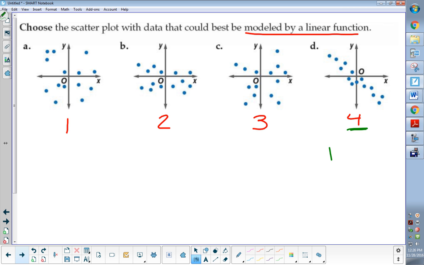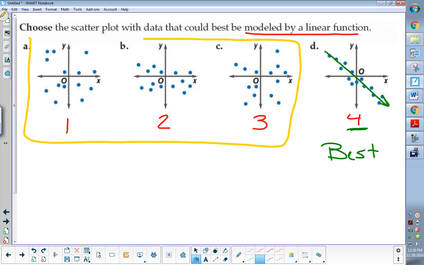Hopefully you're saying 4. To me, that one's the best correlation because it's the easiest one to draw a line on. Think to yourself, is that a positive or a negative correlation? Hopefully you're saying negative because it's going downward. Now we're focusing on these 3 graphs. That one's the best. Now looking at the next 3, 1, 2, and 3, think about it. Which one has the second best correlation?